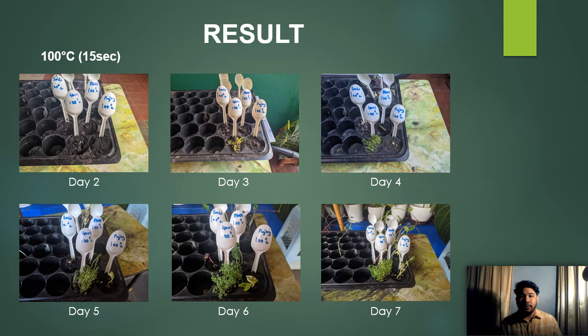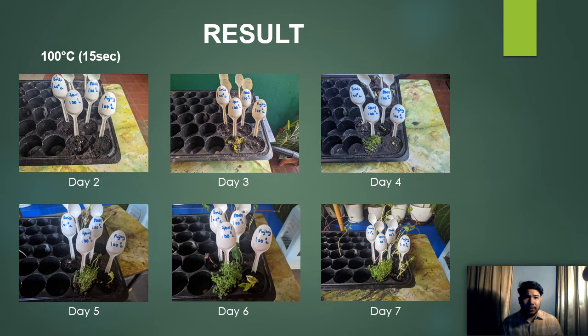Okay, as for the result of the last mini experiment, which is 100 degrees Celsius, we can see that on the second day, only the sawi seed appeared to have begun to germinate. On the third day, the sawi seed started to produce some leaves, while the other three seeds had just started to germinate. On the fourth day, the sawi seed started to grow fully, while kacang panjang, kacang buncis, and bendi started to show cotyledons.